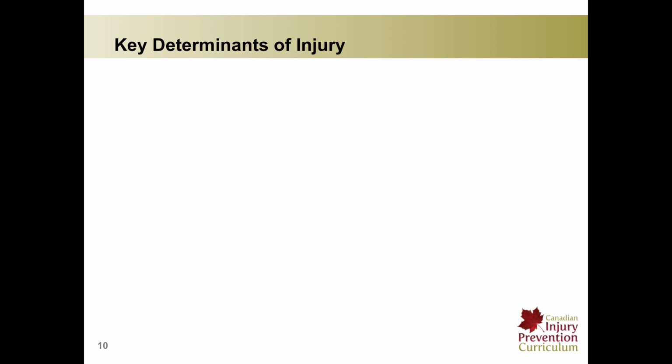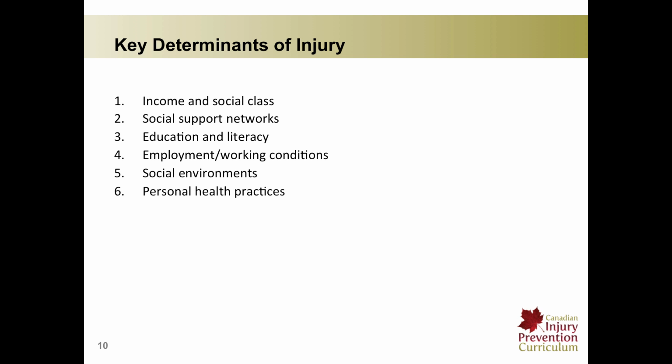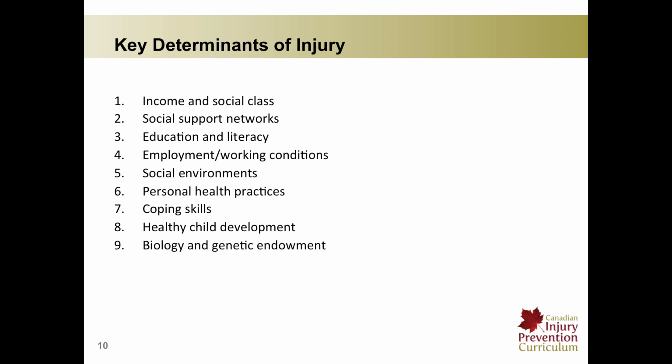The Public Health Agency of Canada has identified 12 key determinants of health. Several of the 12 are at play in Robin's story. Can you think of some of the determinants that are on the Public Health Agency of Canada's list? The key determinants include social support networks, education and literacy, employment and working conditions, social environments, personal health practices and coping skills, healthy child development, biology and genetic endowment, health services, gender, and culture.